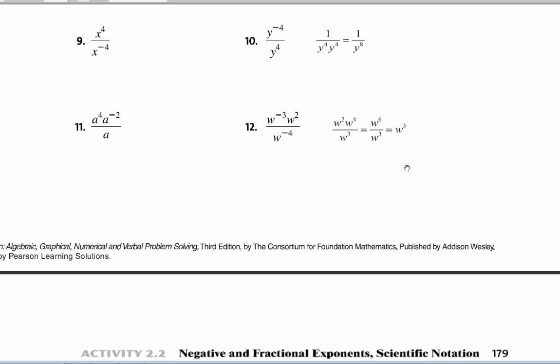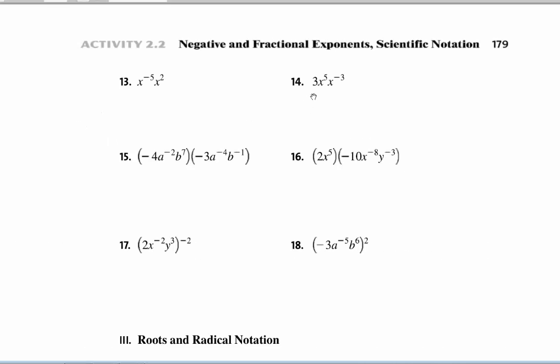Let's try problem 14. In 14, I have 3x to the fifth times x to the negative 3. Well, we have the same base, so I'm going to add the exponents. The 3, I'm going to leave by itself. But the x to the 5 and x to the negative 3, if I add these exponents, I get x to the positive 2, because 5 plus a negative 3 is positive 2. So we're left with 3x squared.